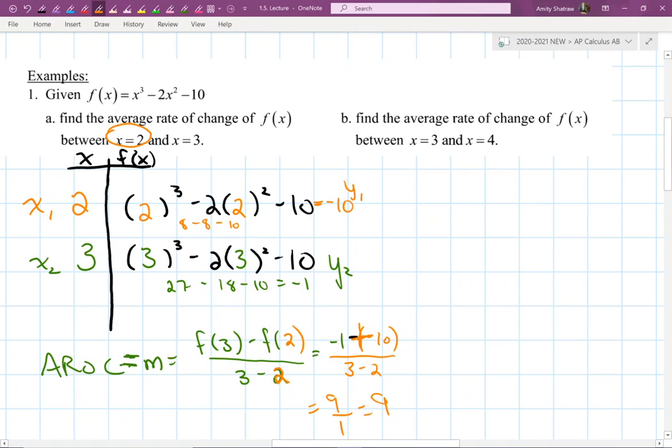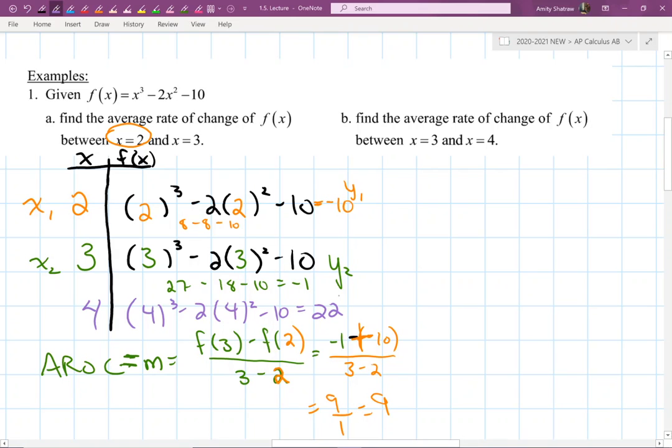So then we want to do the average rate of change of f of x between x equals 3 and x equals 4. And you see the pattern that we kind of have going here. So I could say down here that I have this point 4, and then I'm going to plug in a 4 being cubed minus a 2 times a 4 being squared and minus a 10. And the number that I get there is a 22.